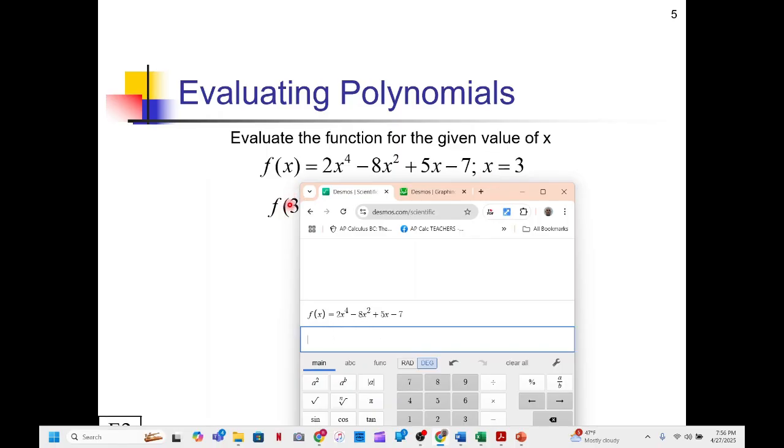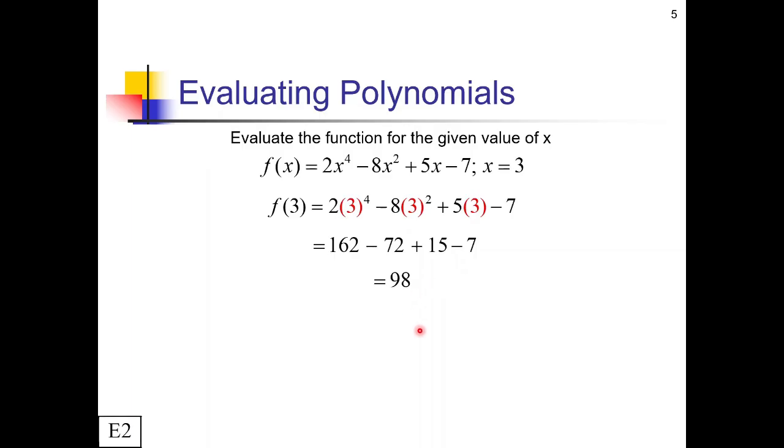So we wanted to do f of 3. Let's see what that looks like. F of 3. And it comes out to 98, just like we got doing it by hand.